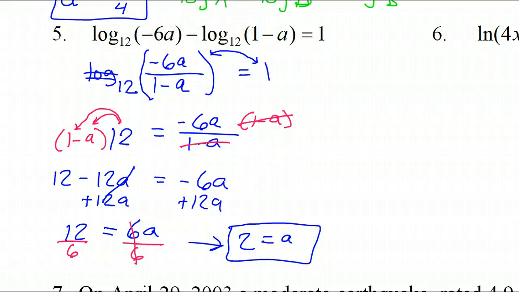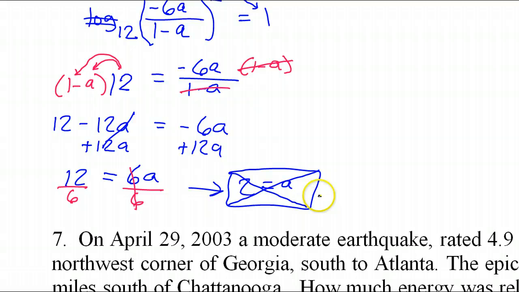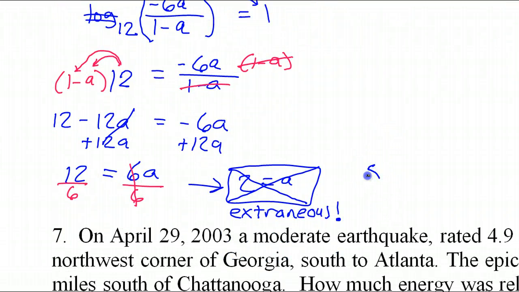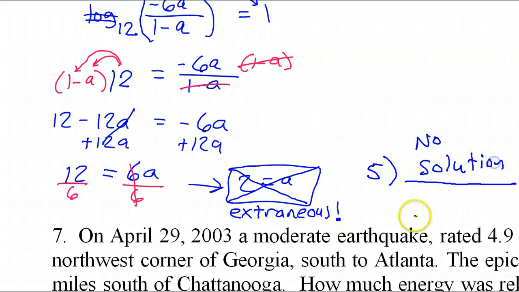So our only solution turns out to be extraneous. So let's cross it out, and let's write extraneous. And we're excited about it, so we're going to put an exclamation mark. Now, the question is, what do we put on the answer line if there was one? If this was a test and it said problem number 5, put your answer here, what would you put? You would put no solution. Okay? If your only solution turns out to be extraneous, then you have no solution.